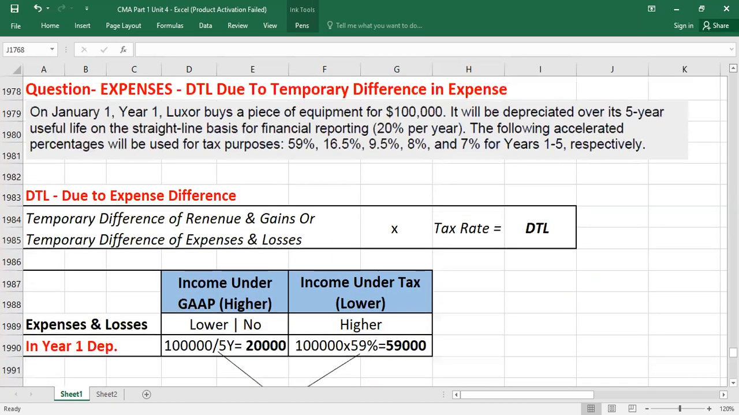We have another example. For example, this thing on January 1, year 1. This is year 1, right? I'm just writing year 1. What happened under year 1? I have to look only. Okay, this I wrote here. What happened under GAAP?